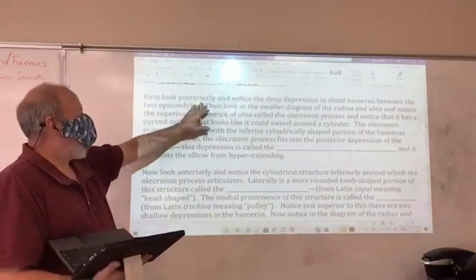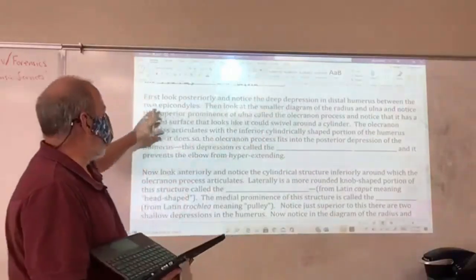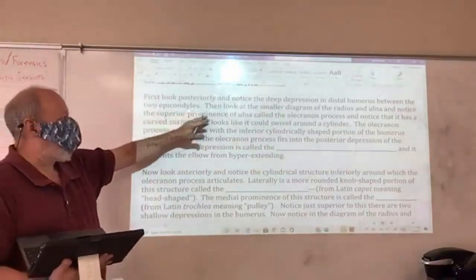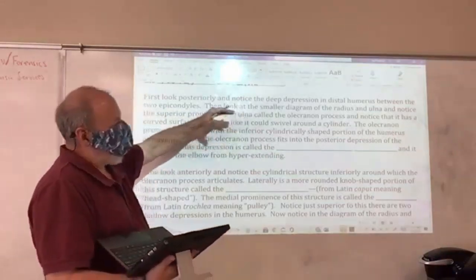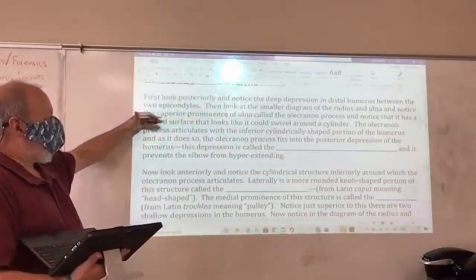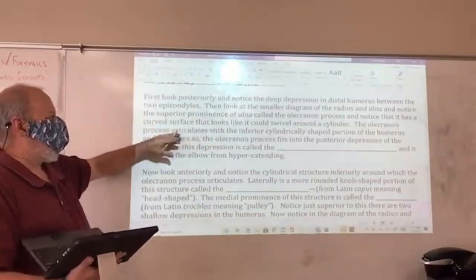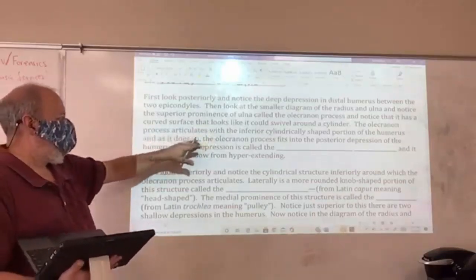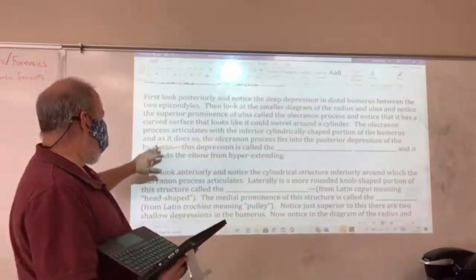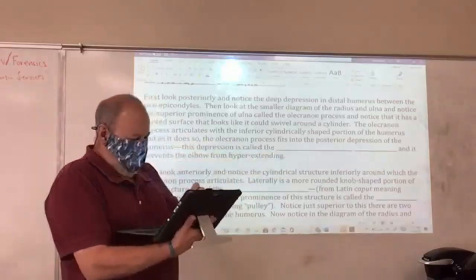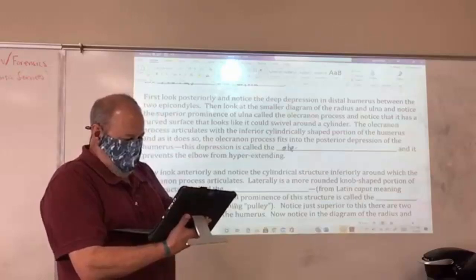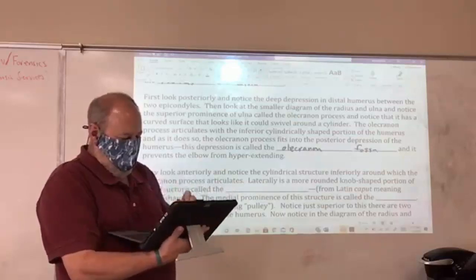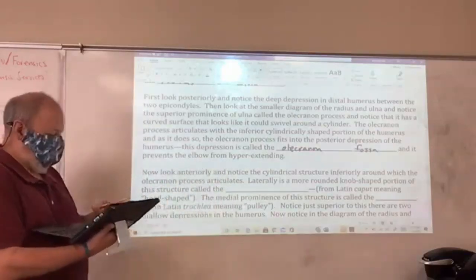So anyway, if we look posteriorly, we notice the deep depression in the distal humerus between the two epicondyles. Then look at the smaller diagram of the radius and the ulna. Notice the superior prominence of the ulna. We call that the Olecranon process, and we said it had a curved surface that looks like it could swivel around a cylinder. The Olecranon process articulates with the trochlea, right? The Olecranon process fits into the posterior depression of the humerus, and we called that the Olecranon Fossa. And it prevents the elbow from hyperextending.